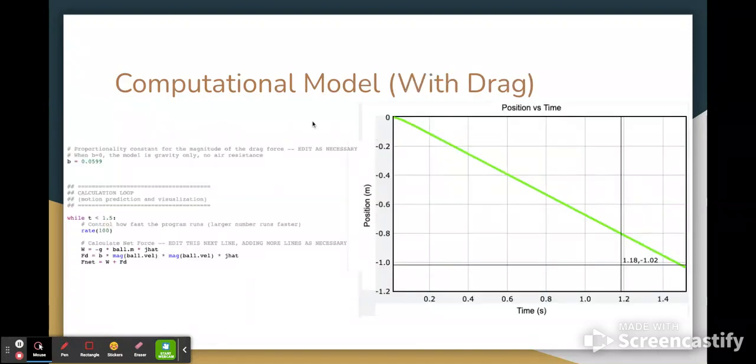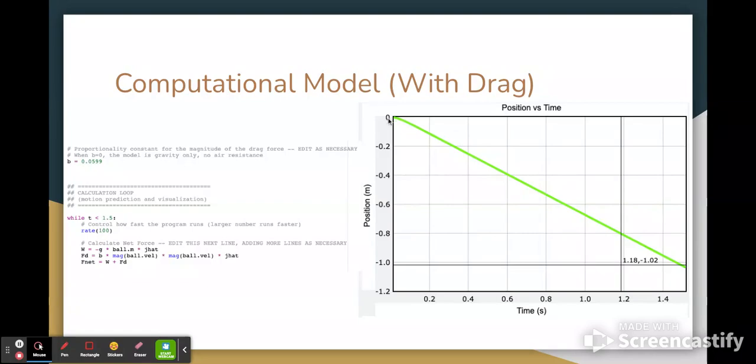This is a computational model with drag considered. You can see we have an arbitrary b value. This was guessed and checked until our data aligned with the observed data. And the formula for drag force was used in the net force calculation. And as you can see, this one is very linear for some reason.